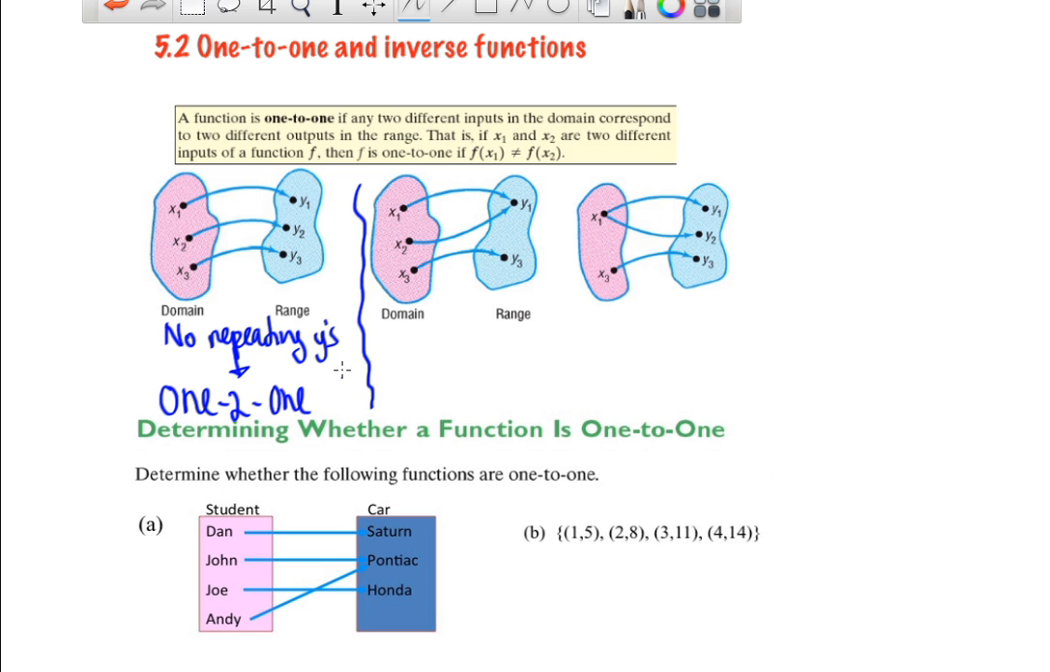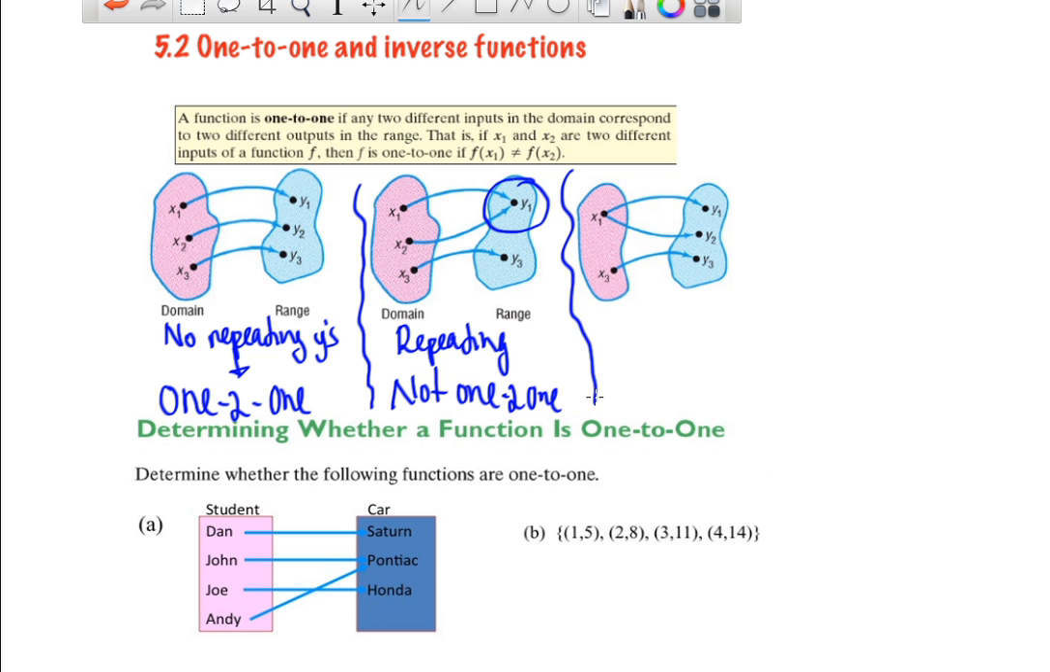Alright, how about over here? Is it a function? Yes. Every x only has one y. However, over here we have a repeating y. And since two x's share the same y, this one is not one-to-one.